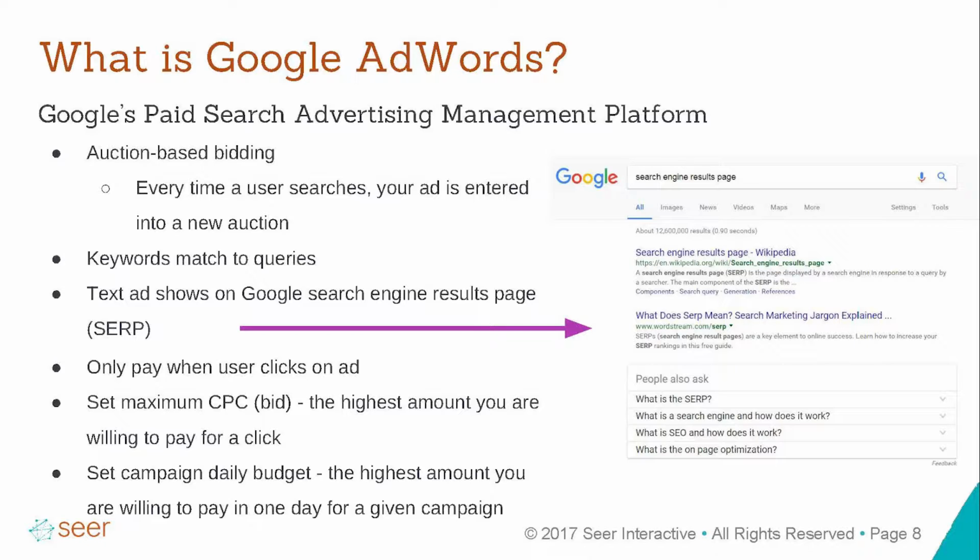If someone else is bidding less than you, most likely you will show above them, but you'll be in the auction so that no matter what, even if someone else wants to bid $3 for that same click, but your ad is clicked on, you will pay $1.50 at most. But there's a whole lot more going on behind the scenes, but that's kind of a basic sense of how the auction works. Does that make sense? Yeah, it helps. Okay, great.